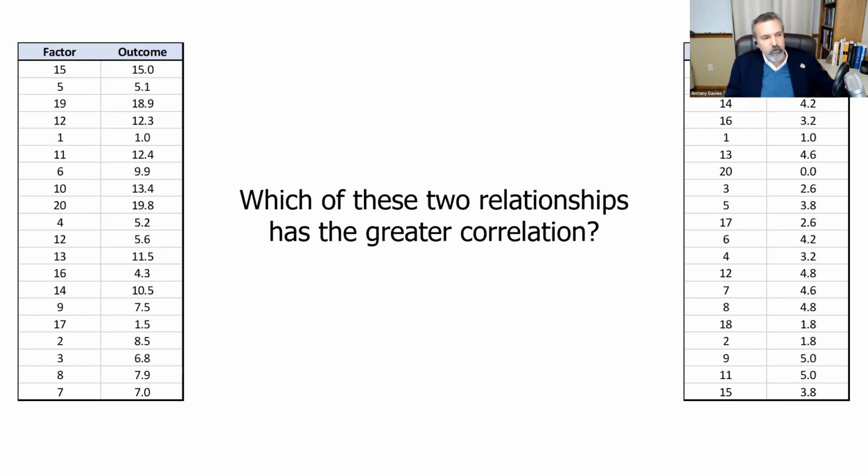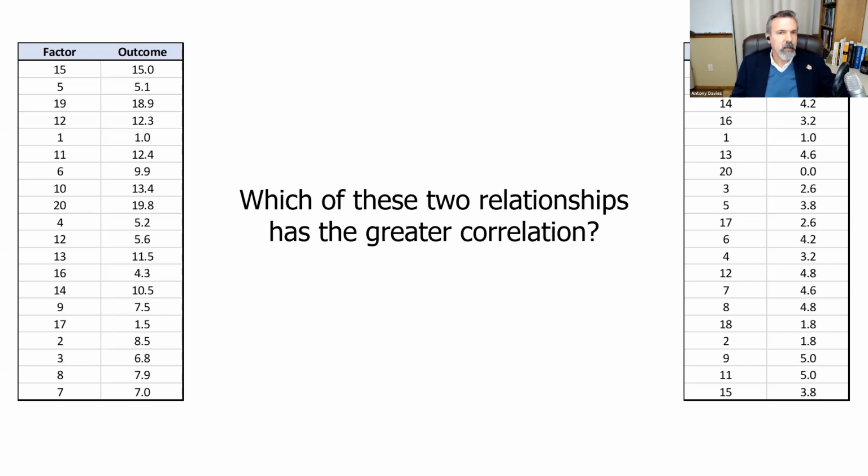So I show you these two data sets, and I ask you, which of these two data sets is more highly correlated? Is the factor more highly correlated with the outcome on the left, or on the right? I'll put this up on the screen and ask the students to take a few minutes to look at these two things. Tell me what you think. We're not doing any calculations here. I'm just asking for your gut reaction.